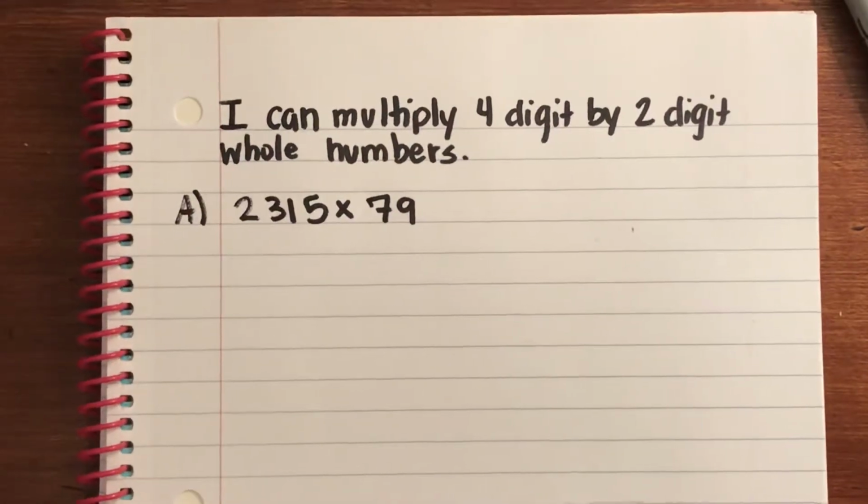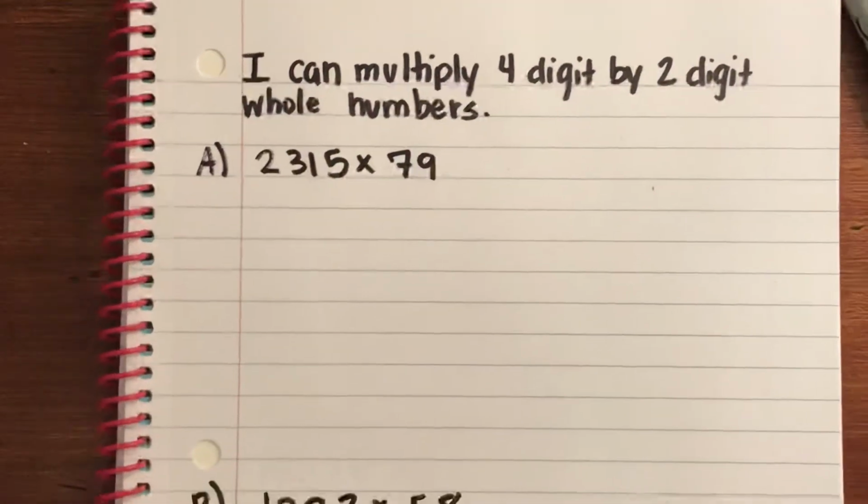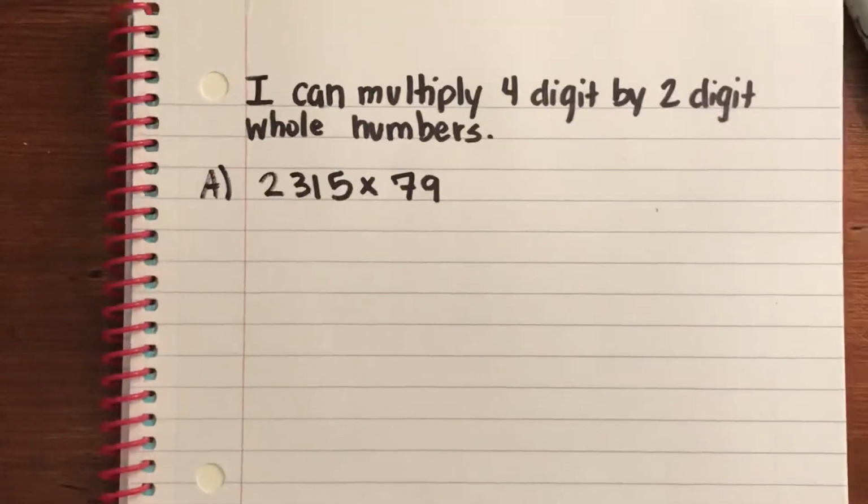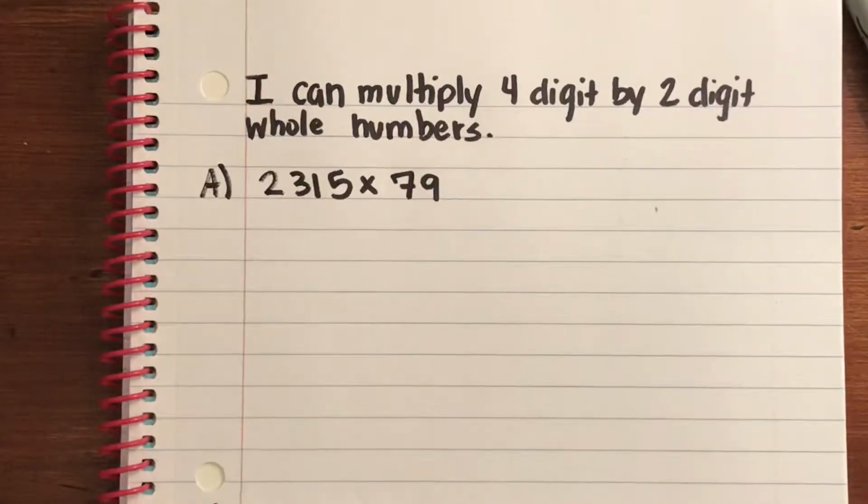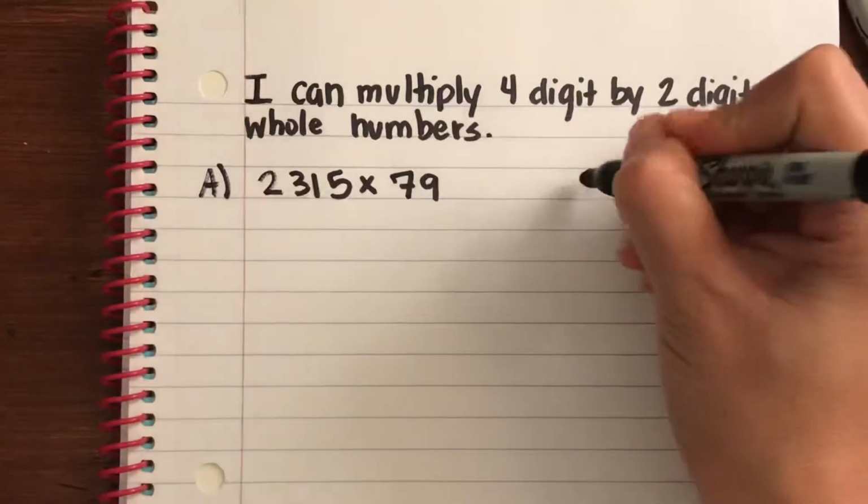All right, the I can for today is I can multiply 4-digit by 2-digit whole numbers. And so normally you'll be given a problem written out horizontally because they want to test you so that you can figure out or know how to write it out vertically and set up your problem correctly.